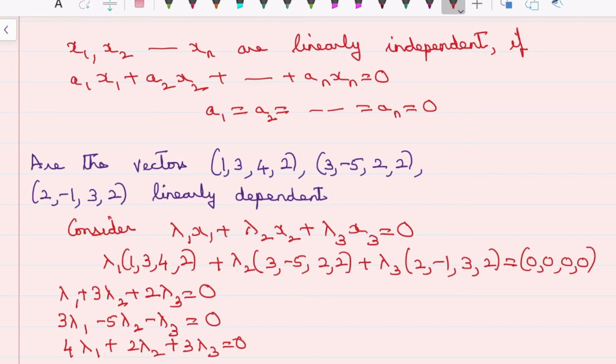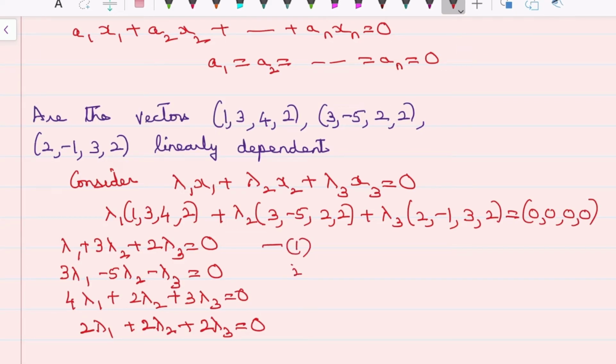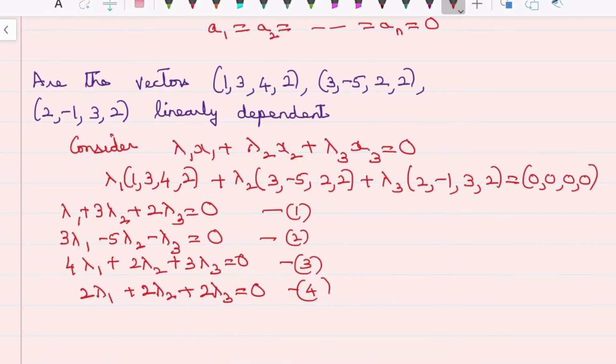So I have to solve these four equations simultaneously and get the value of lambda 1, lambda 2 and lambda 3. Now, if I were to call these equations 1, 2, 3 and 4, if I were to do equation 4 minus equation 1, in that case I would get lambda 1 minus lambda 2 equal to 0, which implies lambda 1 equal to lambda 2. Now you are free to choose your own operations. It doesn't mean that you have to use the same thing. Anything which makes sense and is mathematically right is fine.